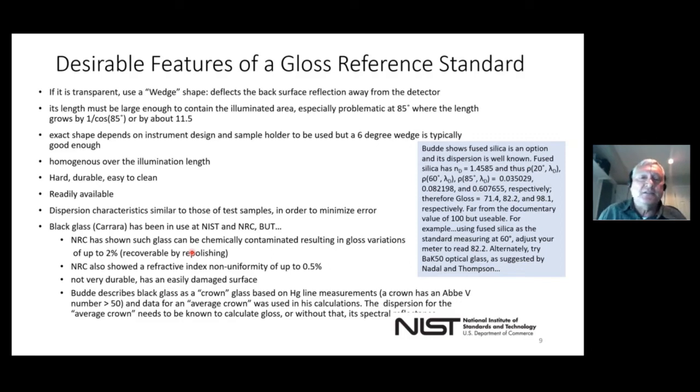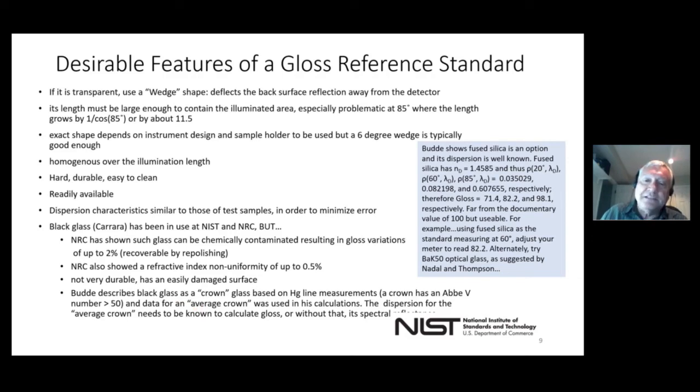The NRC has shown this black glass can be chemically contaminated over a few years, resulting in a gloss change of up to about 2%, but that's recoverable by repolishing. Also, NRC showed the refractive index is not uniform, with a variation of up to about 0.5%. And furthermore, the surface of the black glass is easily damaged.